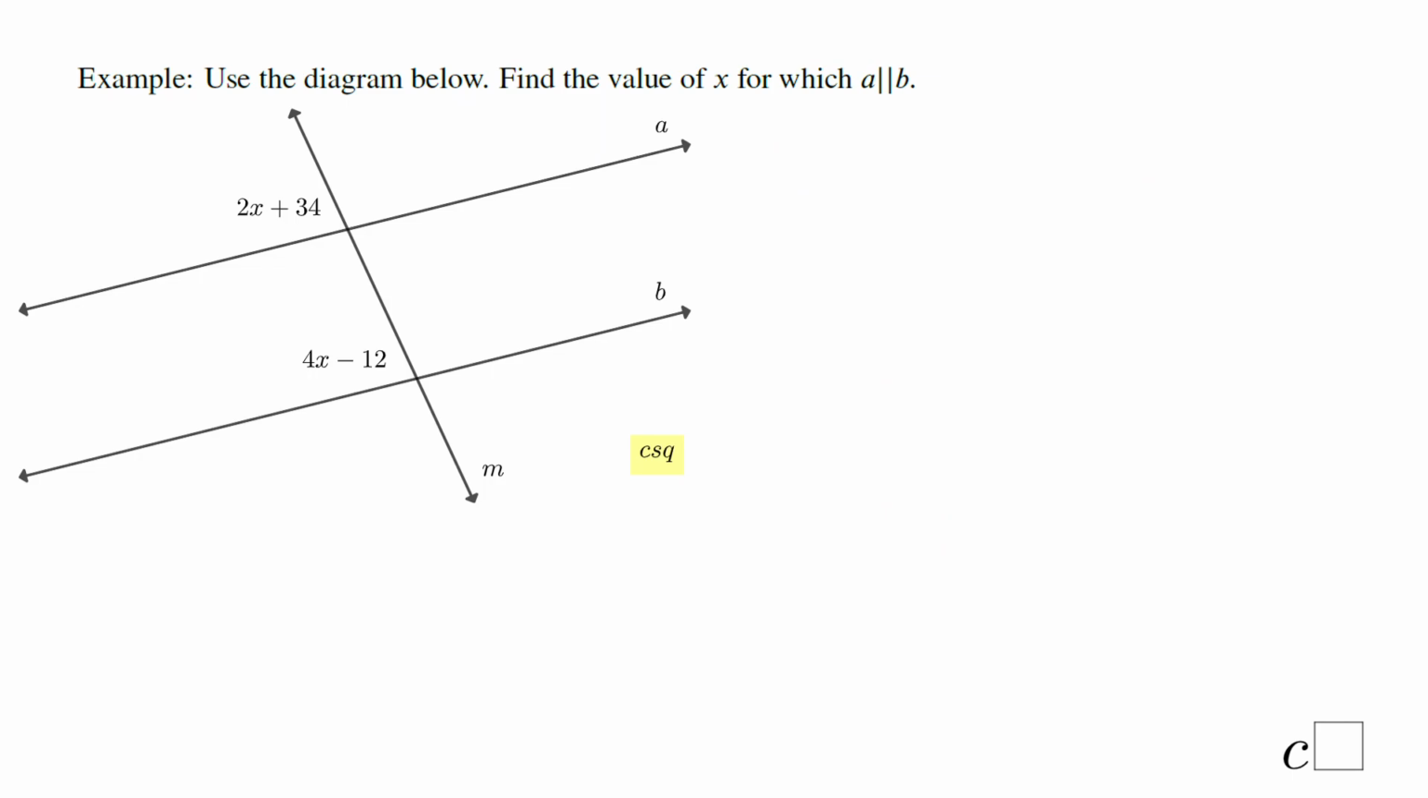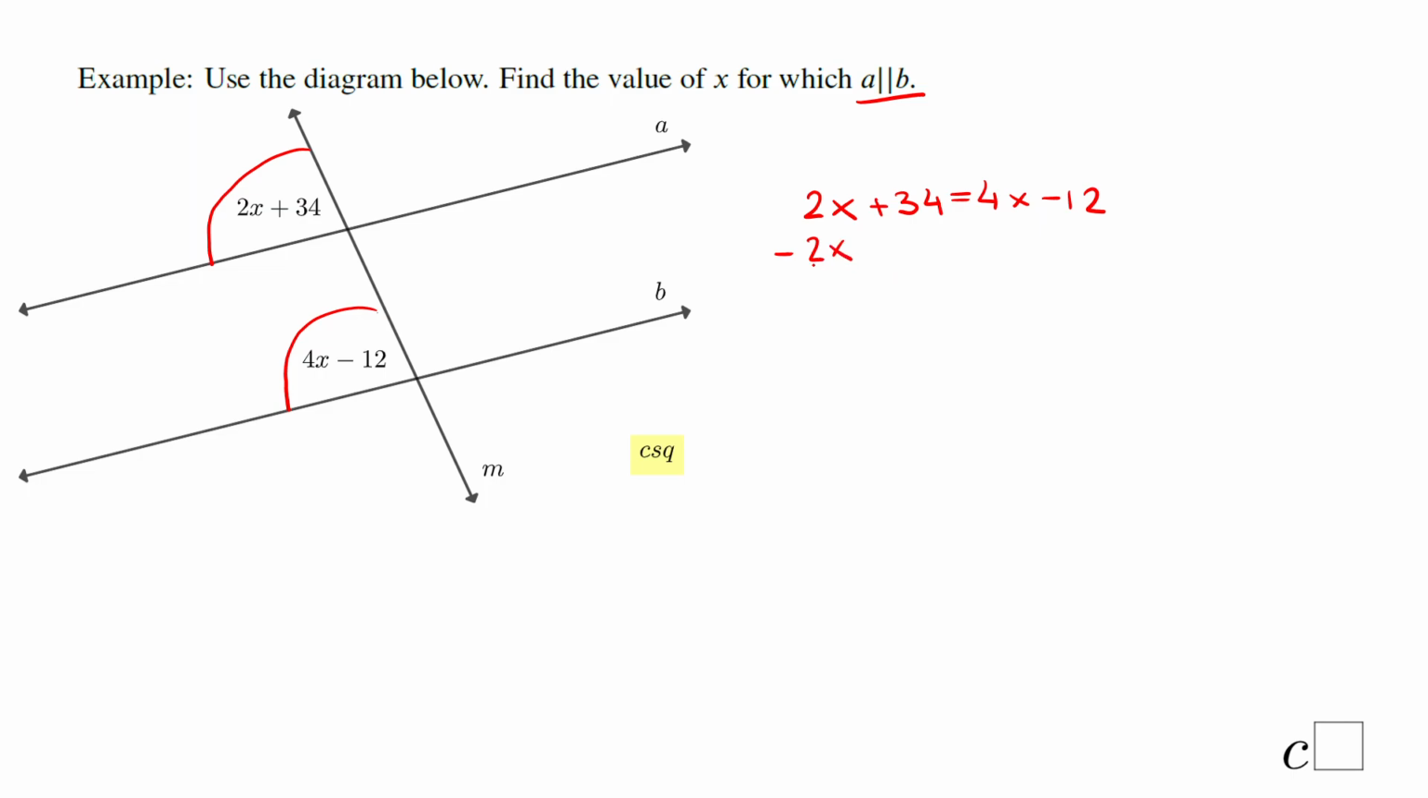However, for this example here, what converse can we use in order to prove that lines A and B are parallel lines? We're looking here, and again we notice something that we had before. Okay, these two angles are corresponding angles, so they need to be congruent. So I'm going to just write here 2x plus 34 equals 4x minus 12. That will be the converse of corresponding angles.